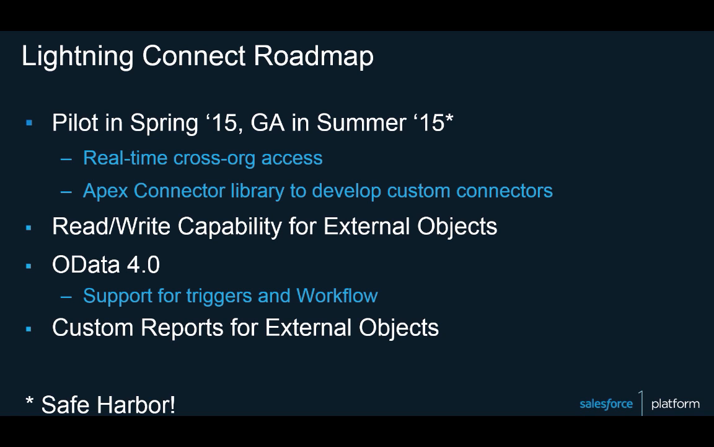We're going to extend Lightning Connect to not only access external data, but also allow our customers to access the data stored in a different Salesforce org without the need to copy or sync data. That's what we call real-time cross-org data access. The other one is what we call the Apex Connector Library, where we allow our customers to build their own custom connectors, and that feature is also going to GA in the coming months. Another feature is writable capability for external objects, also currently in pilot, and we're going to GA later this year. OData 4.0 will be supported, and custom reports also will be supported towards the end of the year.